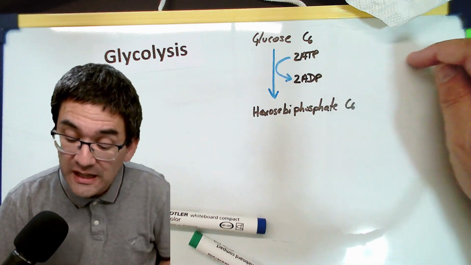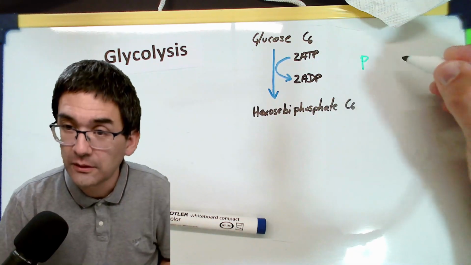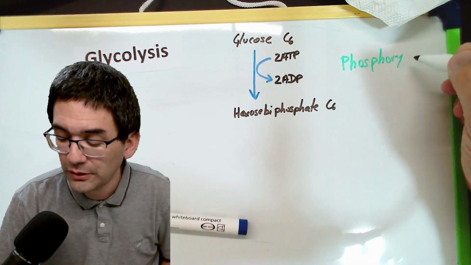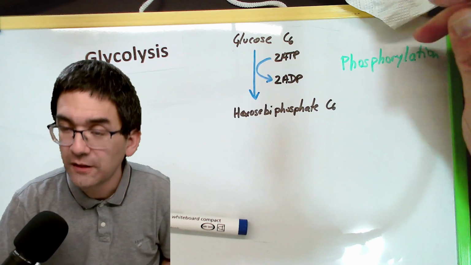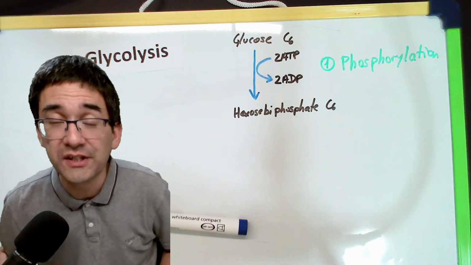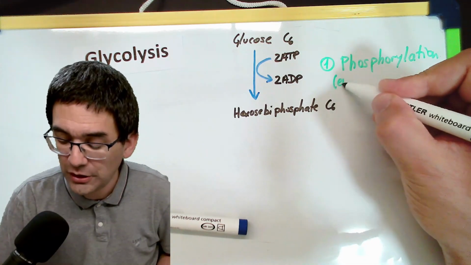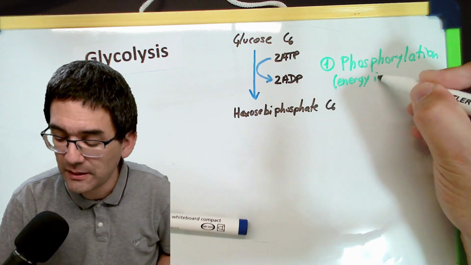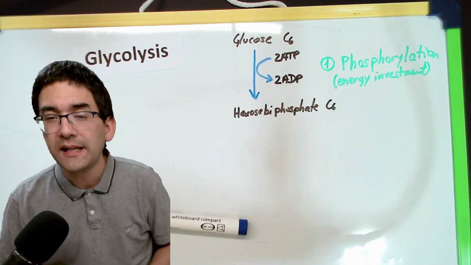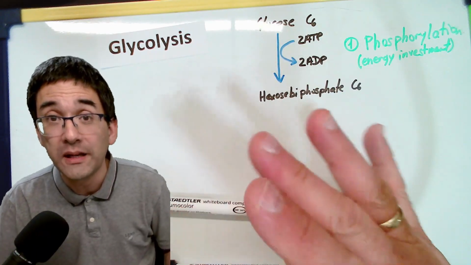This first stage has a name, and this is what we call phosphorylation. It's the phosphorylation of glucose, and it's the first stage or the first process in glycolysis. That's energy investment. Very critical. And this hexose biphosphate is unstable. That's the whole point why we're adding the energy here, to make it unstable.